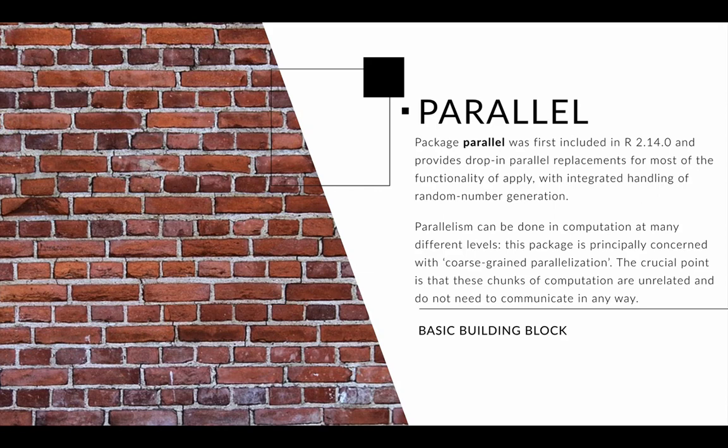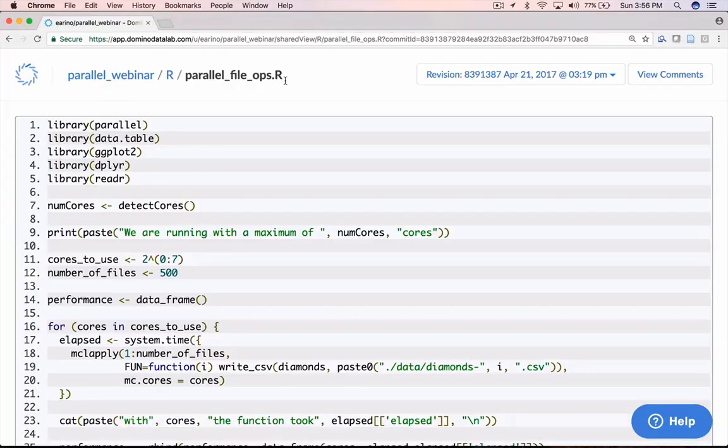Parallelism can be done in computation at many different levels. This package is principally concerned with coarse-grained parallelization. The crucial point is that these chunks of computation are unrelated and do not need to communicate with each other in any way. Here we have some example code that I wrote using the Parallel package.